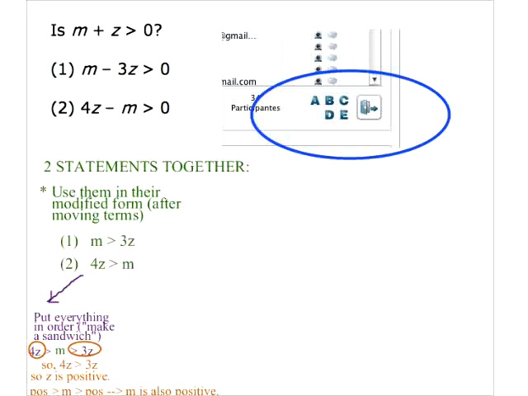So this one's going to be sufficient together, giving us an overall C, but let's find a couple of other ways that we can deal with this. Another way we can deal with this is to add the inequalities.